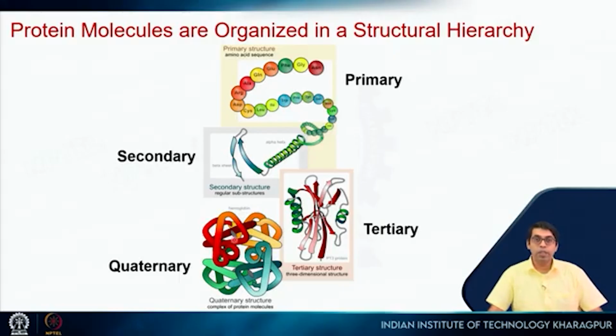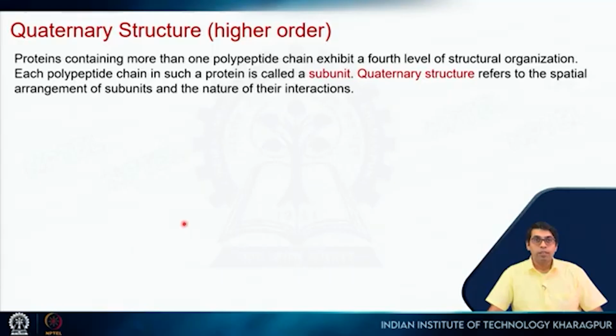The example shown here is myoglobin, where 4 polypeptide chains fold and come together to form this quaternary structure. Sorry, this is hemoglobin. So, what is a quaternary structure? Proteins containing more than one polypeptide chain exhibit a fourth level of structural organization, where each of these polypeptide chains is called a subunit. Quaternary structure refers to the spatial arrangement of subunits and the nature of their interactions.